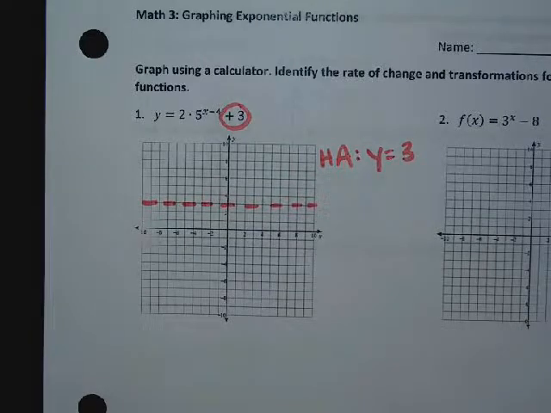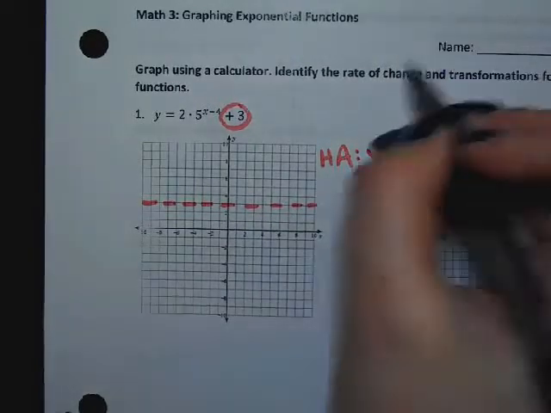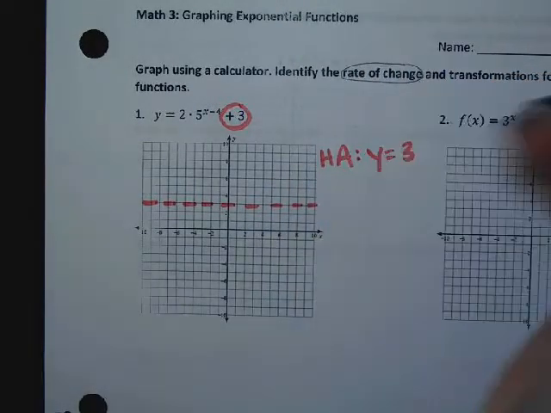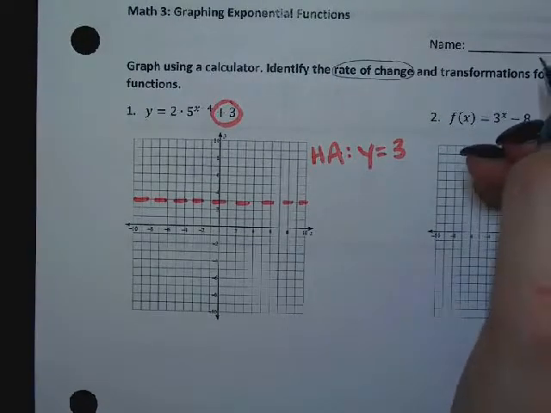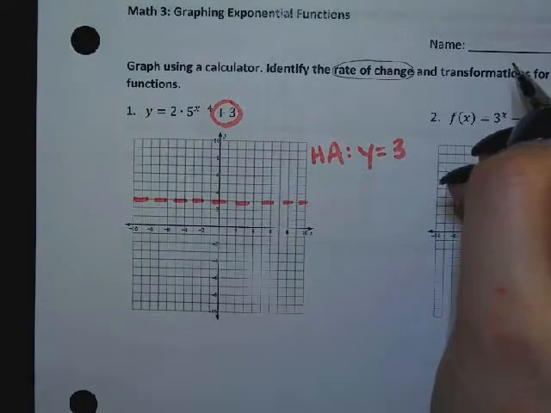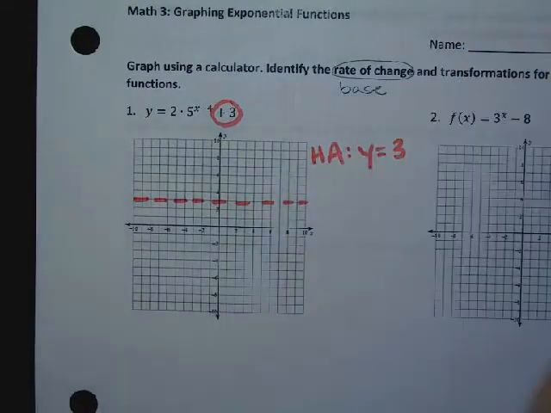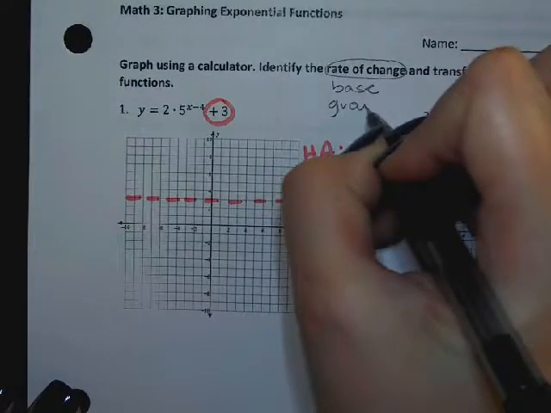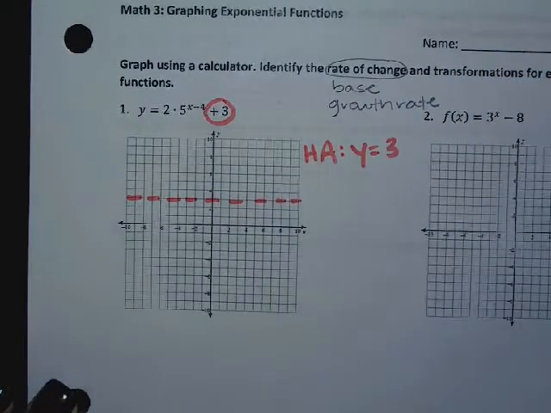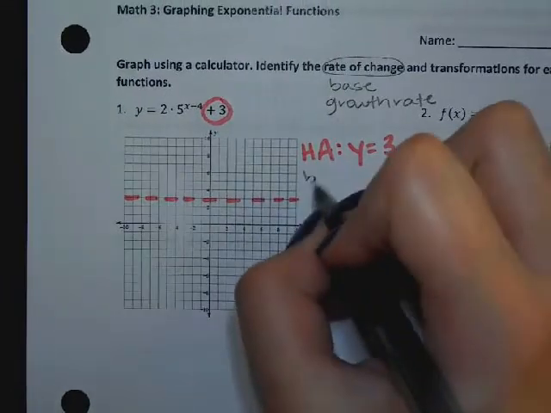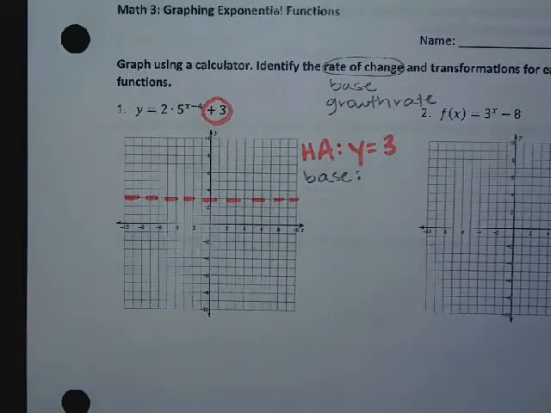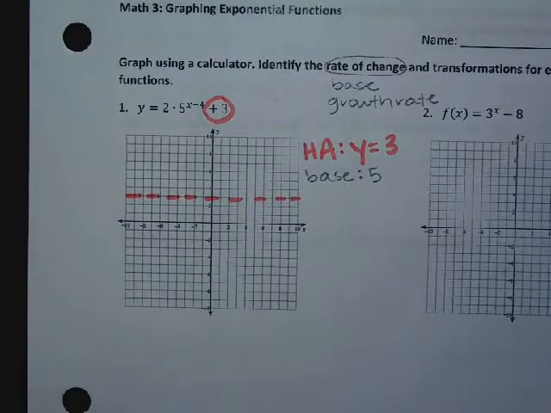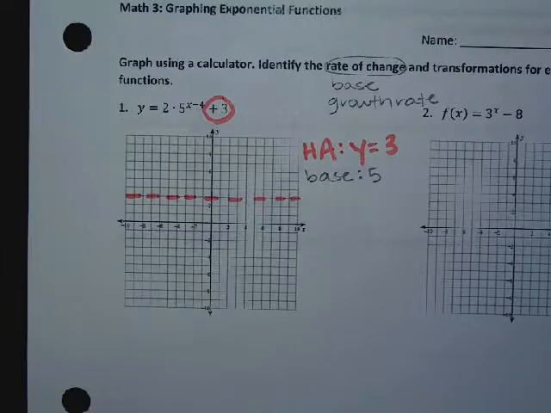All right. They want us to identify what the rate of change is. What's another word for rate of change? Not slope. Not in this case. Starts with a B. Base. What's another word for it? Starts with a G. Growth rate. Those are all different words for the same thing in this case. So what's the base for this problem? 5. So the number that gets the exponent, that's the base.